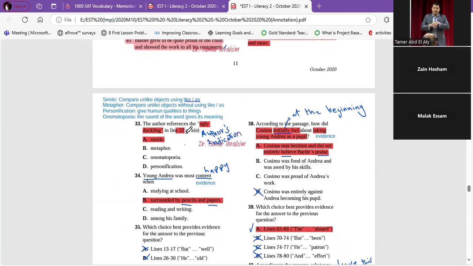No one of you got it wrong. You made it, but I just want to stress on this one. The literary elements. What is the difference between simile and metaphor? Simile and metaphor compare two unlike things to each other, but the only difference is that simile is going to use like or as, while metaphor is not going to use like or as. Personification is to give human quality to things, like the leaf dances happily. Onomatopoeia is when the sound of the word gives its meaning.